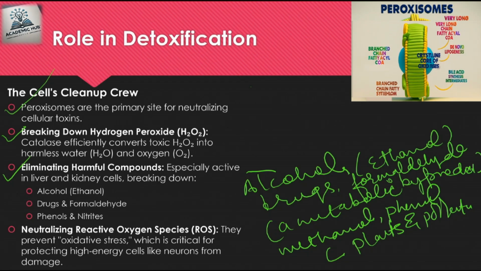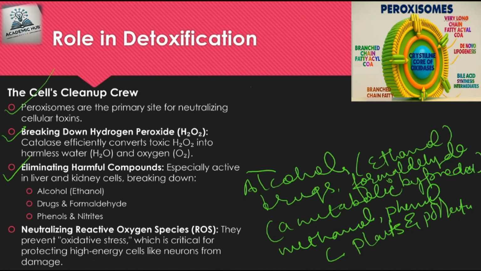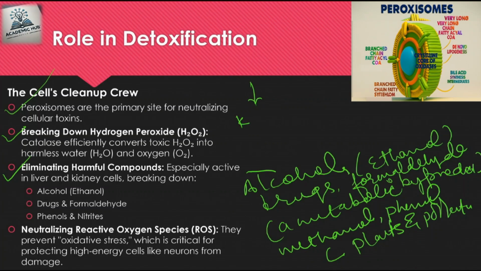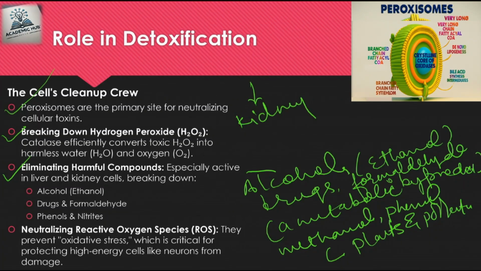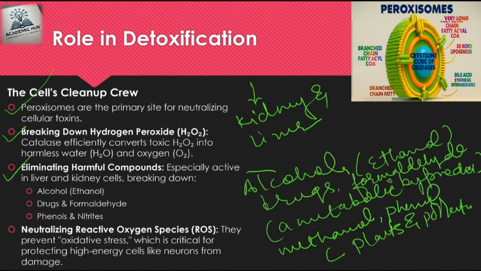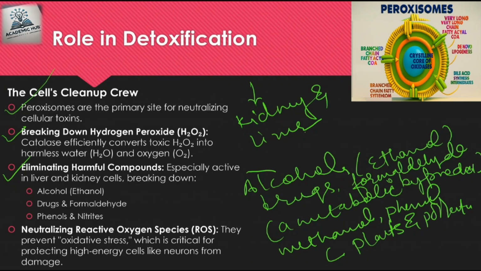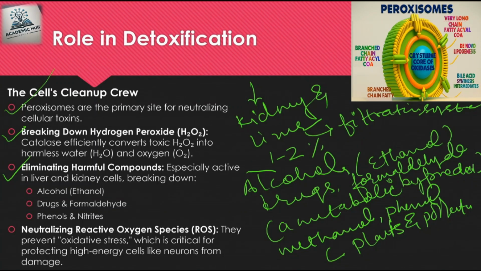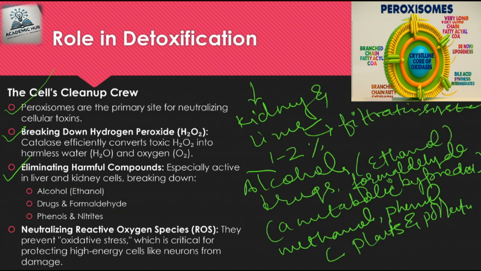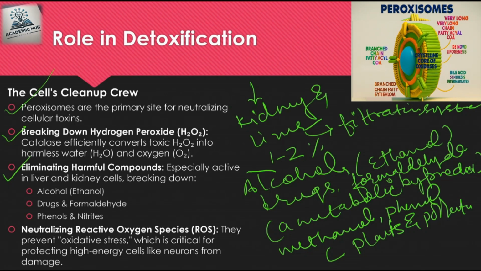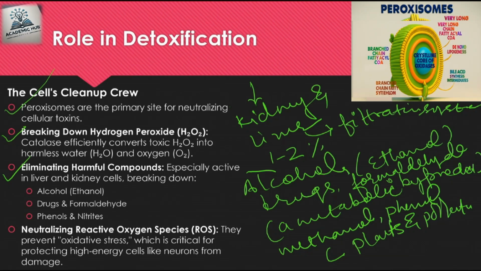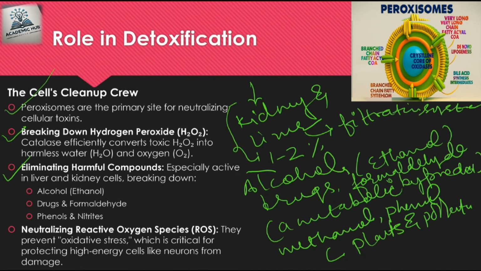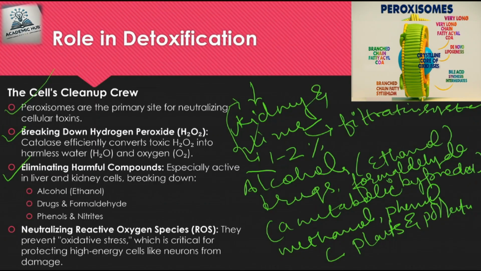This activity is particularly pronounced in the cells of the kidney and liver, which serve as the body's primary filtration system. Approximately 1 to 2% of the cell mass in the liver is composed of peroxisomes, reflecting their intense detoxification activities in these organs, meaning the kidney and liver.